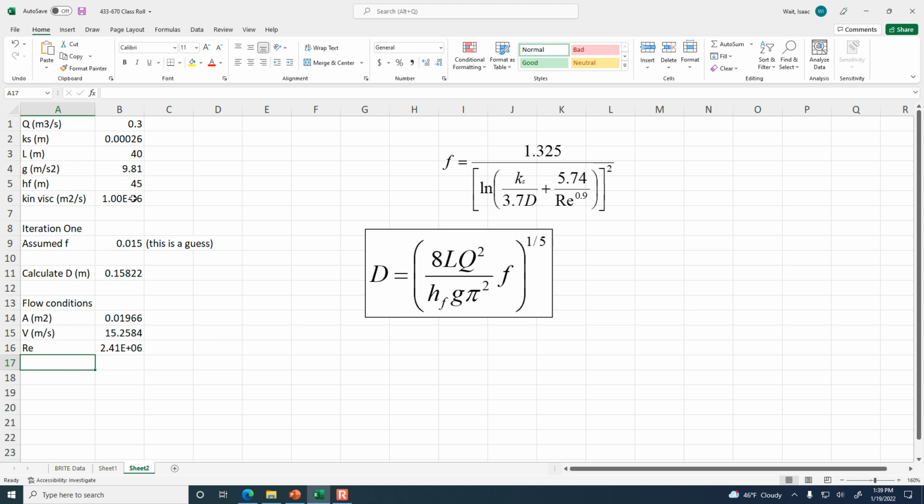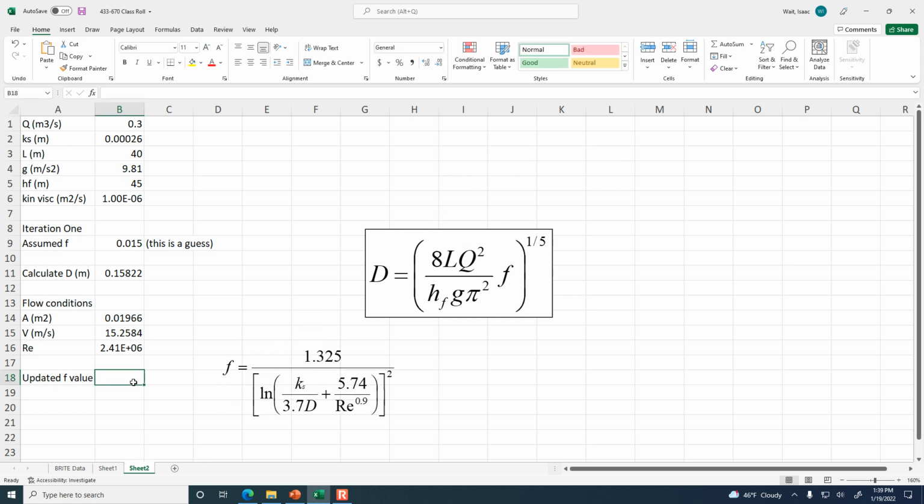Okay, so now we can determine a new updated F value. We're going to use the Jain equation to calculate an updated F value. So 1.325 divided by the logarithm of k sub s divided by 3.7 times d. Okay, so that's one side of the equation. Then the other one here, 5.74 divided by the Reynolds number to the power of 0.9. And then all of that has to be squared. Easy to lose track of this squared term at our peril.